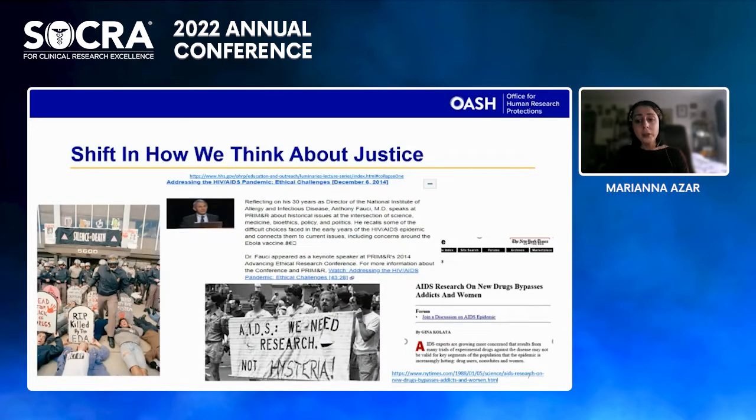Well, one of the most notable challenges to the way that we think about and apply the principle of justice to equitable selection of subjects came in the 1980s and 90s. The early research on the treatment of AIDS in people infected with HIV was the catalyst for this shift. At the time, AIDS was having a significant impact on the health of the gay community in the United States.